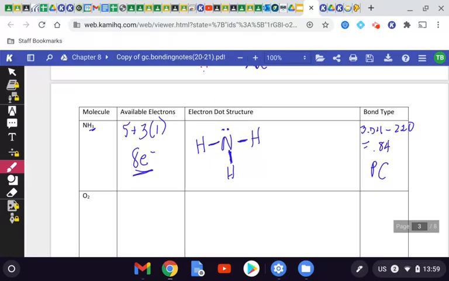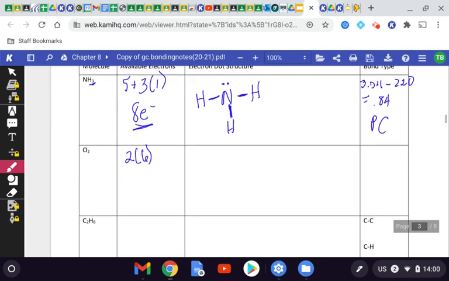All right, looking at O2, I have 2 oxygens. So 2 times 6, because oxygen is in group 6A. That gives me 12 electrons available. I have 2 oxygen atoms. When you only have 2 atoms, you have no choice but to single bond those together or put a bond between them. So we would start off that way. And I don't technically have center atom or outer atoms. I just have atoms. So I'm going to make sure they have octets.